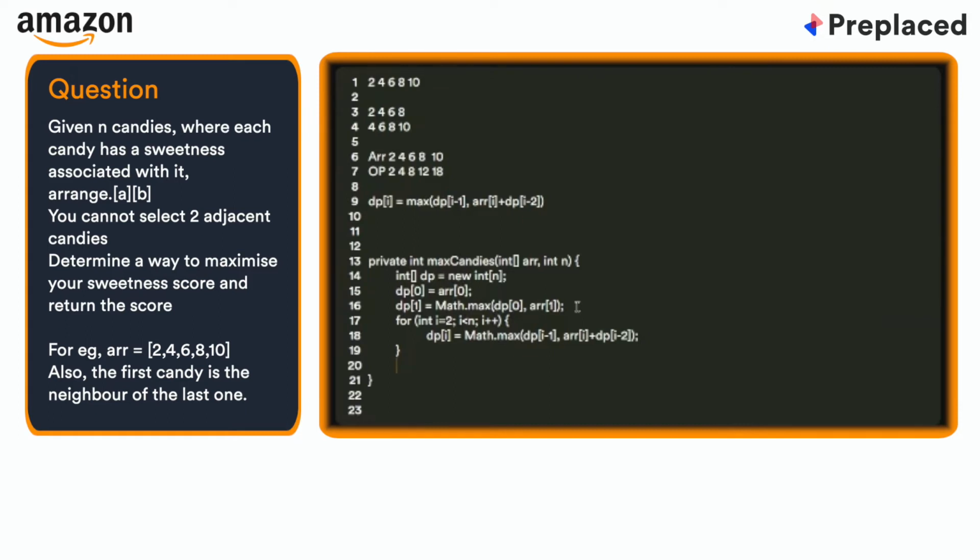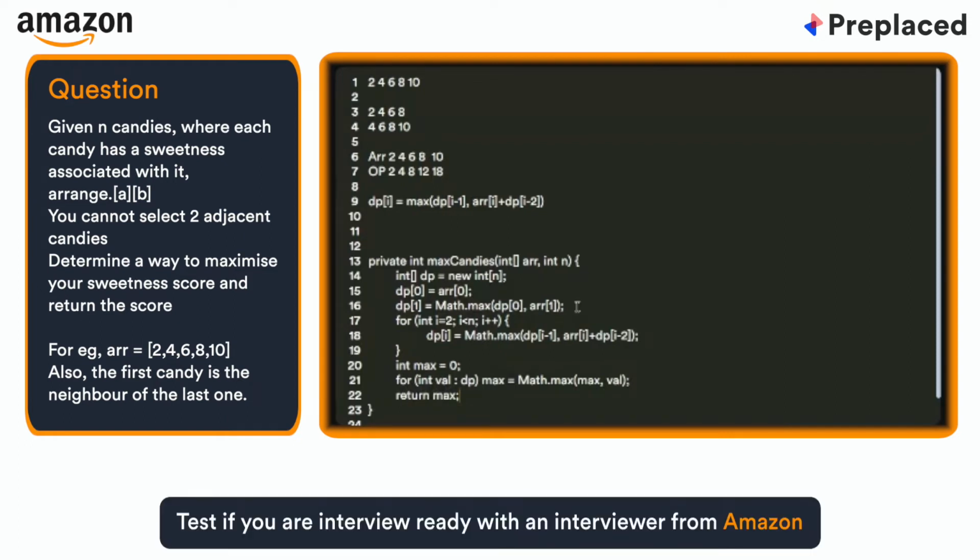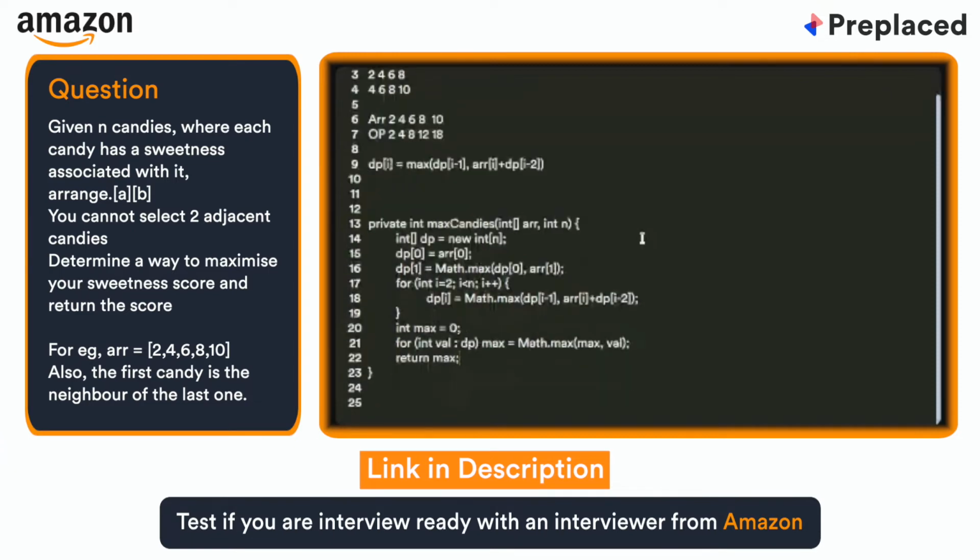And in the end, I will just set max equals 0. And for integer value in dp, max is equal to math dot maximum of my current max or the value that I will be getting at that point, and I will be returning the max in the end. So this will be for the linear case, when the first and the last one are not connected, and let's say now they are connected.